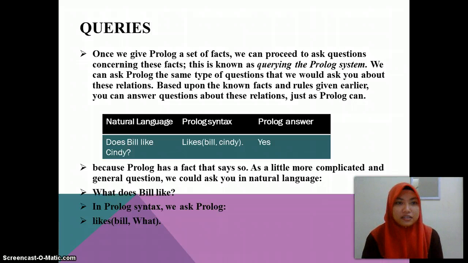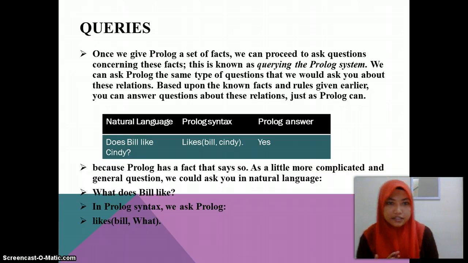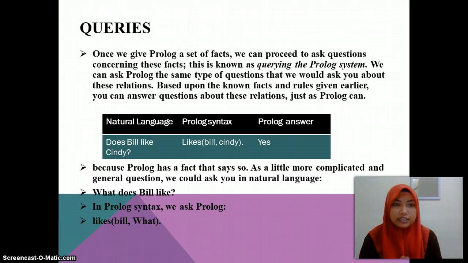Next is the query. Once we give Prolog a set of facts, we can proceed to ask questions concerning these facts. This is known as a query to the Prolog system. We can ask Prolog the same type of question that we could ask you about this relation. Based upon the known facts and rules given earlier, you can answer questions about this relation just as Prolog can.